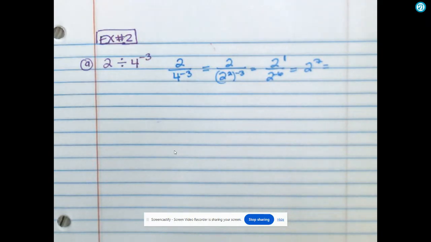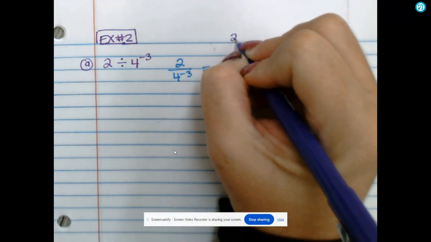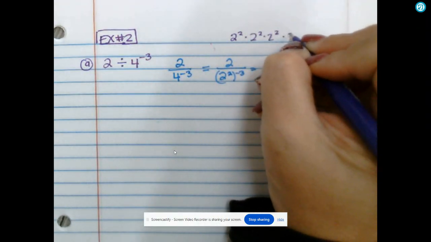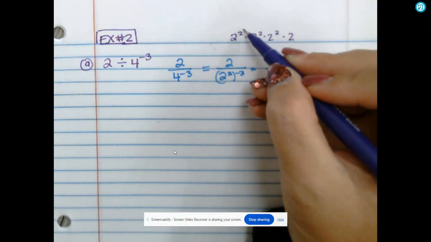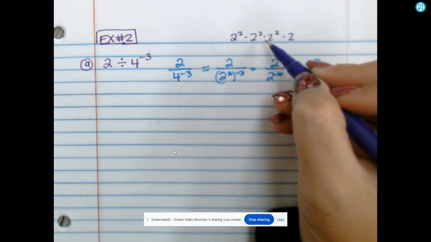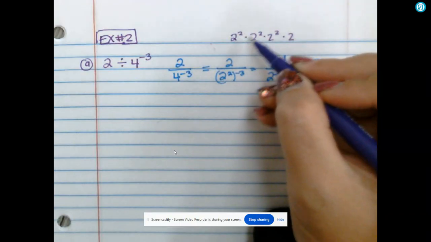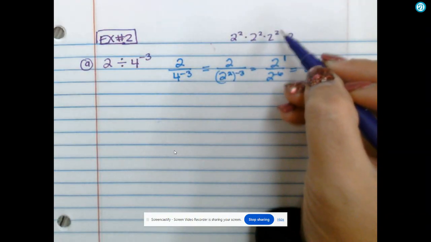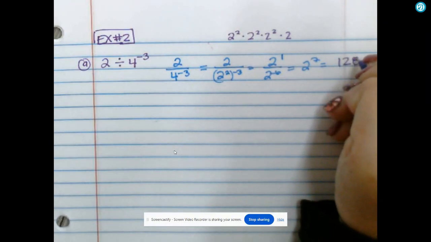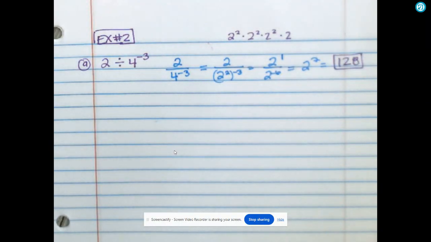All right, and this is where we're just going to use our real quick math knowledge. 2 to the 7th. So 2 squared is 4, 4 times 2 is 8, 8 times 2 is 16, 16 times 4 is 64, and 64 times 2 is going to give me 128. So that is one way to do it.